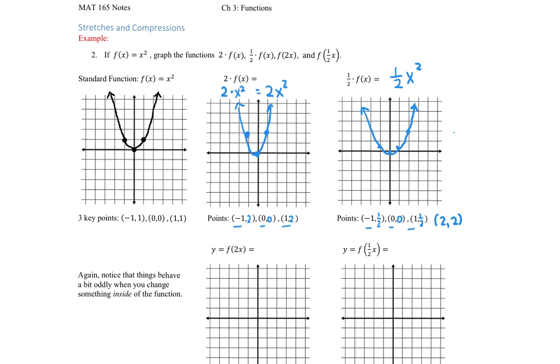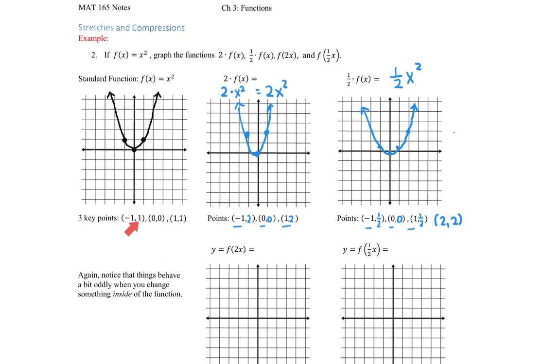When we compare this parabola to that of x squared, notice this parabola became a little bit wider. So let's remember, when we multiplied by a constant greater than 1, our parabola became a little bit skinnier. But when we multiplied by a constant less than 1, in this case 1/2, our parabola became a little bit wider.